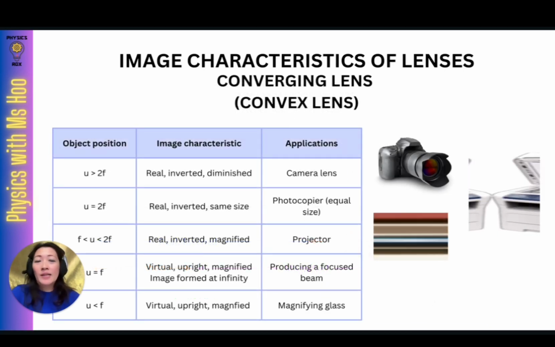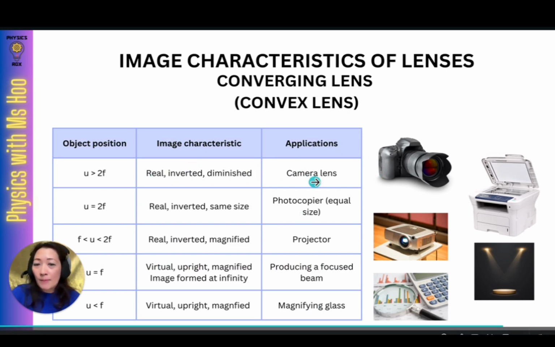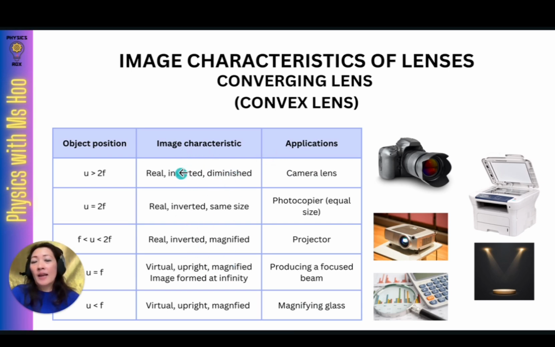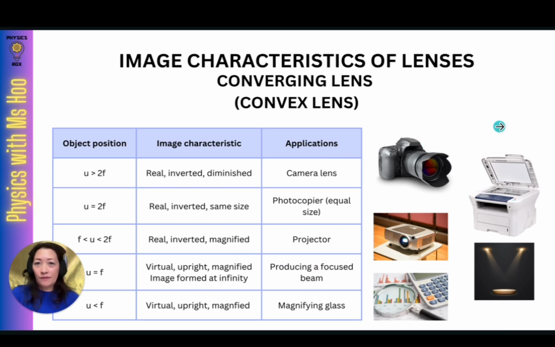Also, just a reminder that you do need to know of the applications, and we're going back to this table. So how to remember the applications? Remember to look at the image characteristics and understand which image characteristic would be useful in that particular optical device. I've already explained these applications earlier, so I'm not going to re-explain this. This table is just a summary for you to refer to.